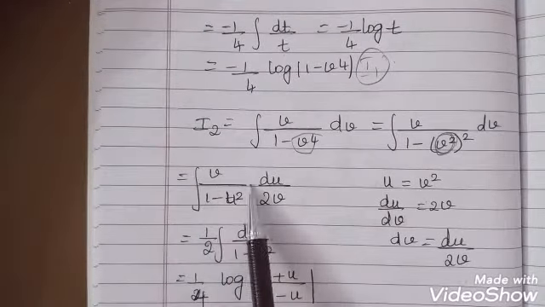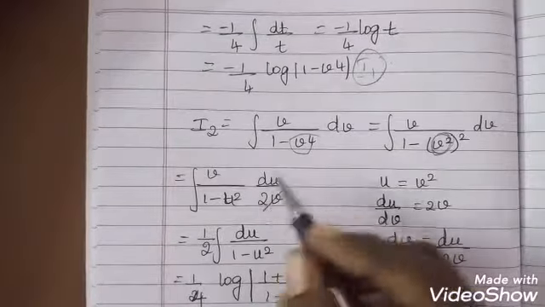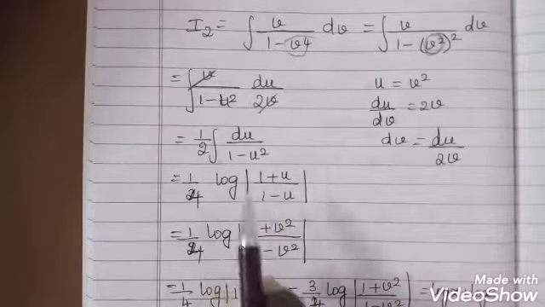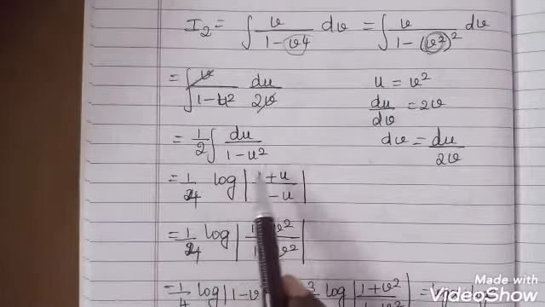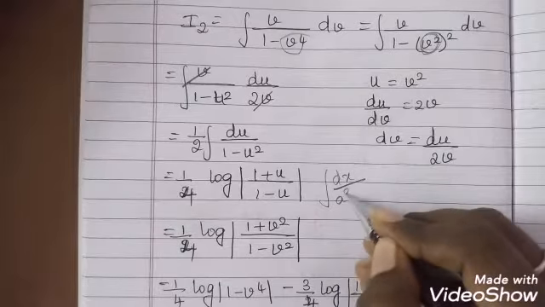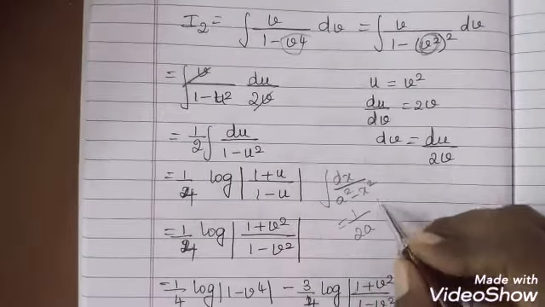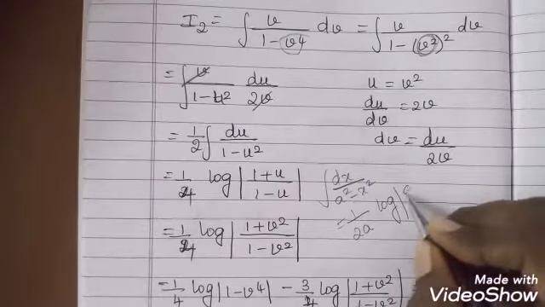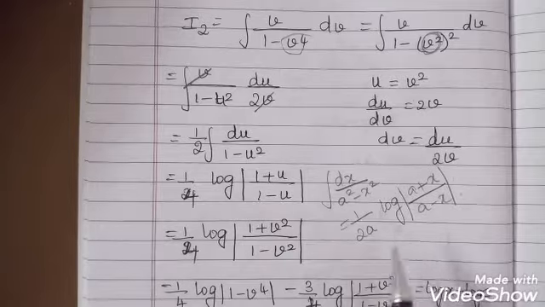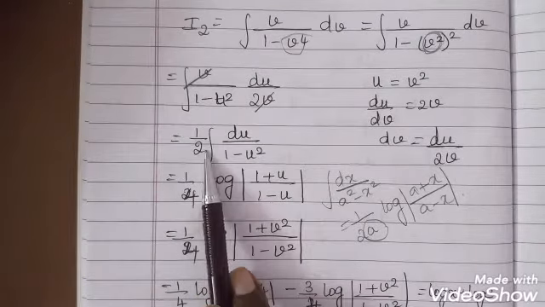So when I substitute it, what will I get? Integral of v divided by 1 minus u squared into du divided by 2v. Of course your v and v get cancelled. So you are left with 1 by 2 into integral of du divided by 1 minus u squared. So what's the formula you get here? Integral of dx divided by a squared minus x squared is equal to 1 by 2a into log of mod a plus x divided by a minus x. This is the formula. So what is your a here? It's nothing but 1.